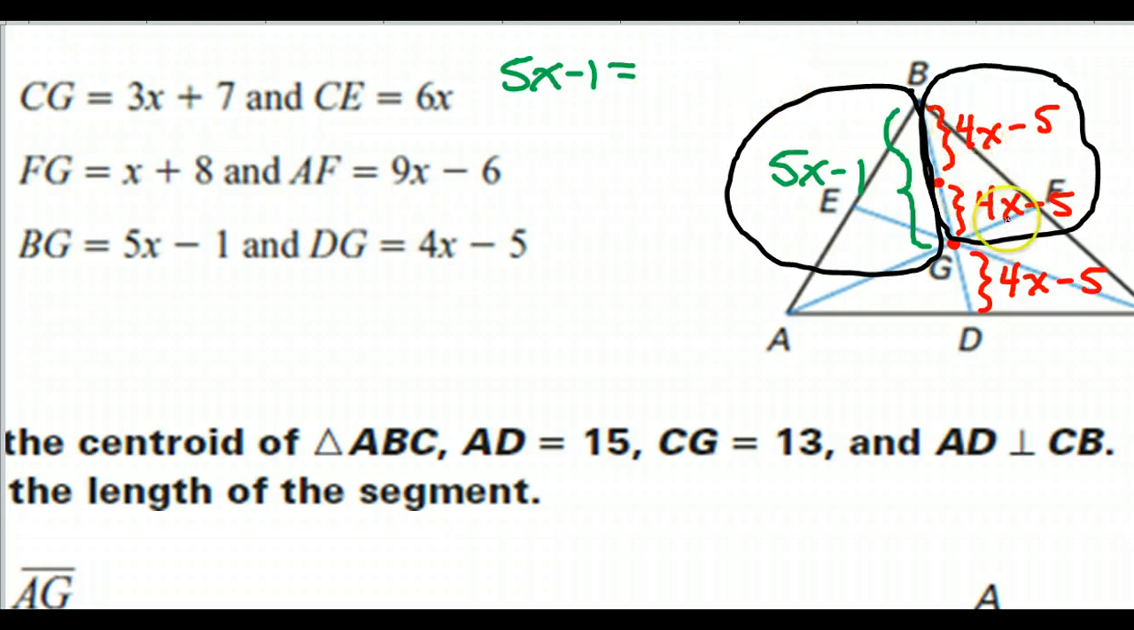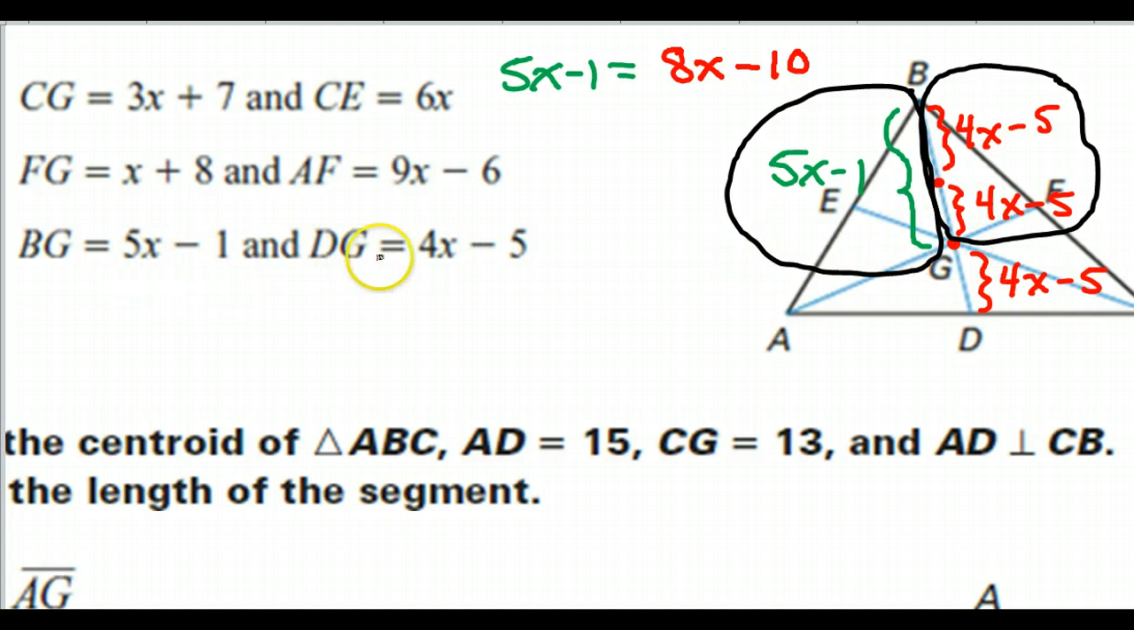If I add 4x and 4x, what am I going to get? Clearly I'm going to have 8x. If I combine negative 5 and negative 5, what am I going to get? That's going to make negative 10. That is the key, setting up this equation. The rest is easy.